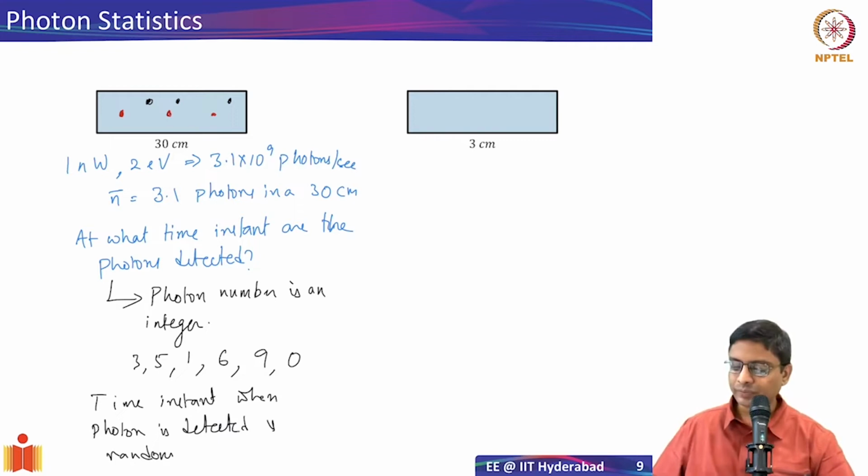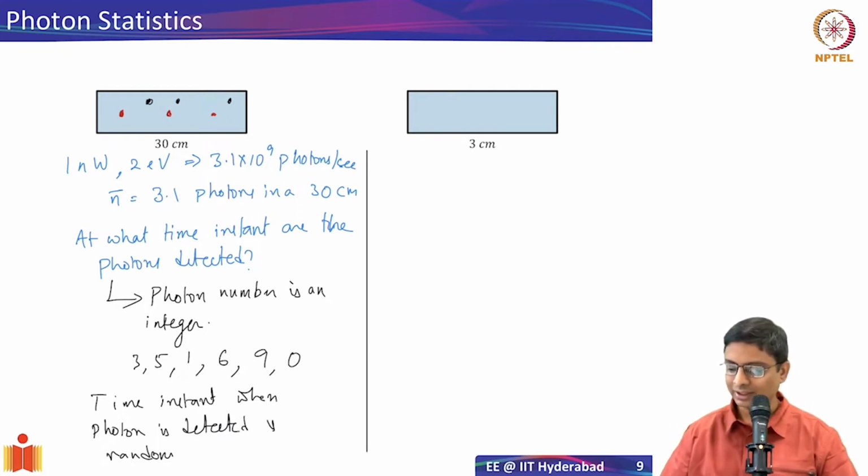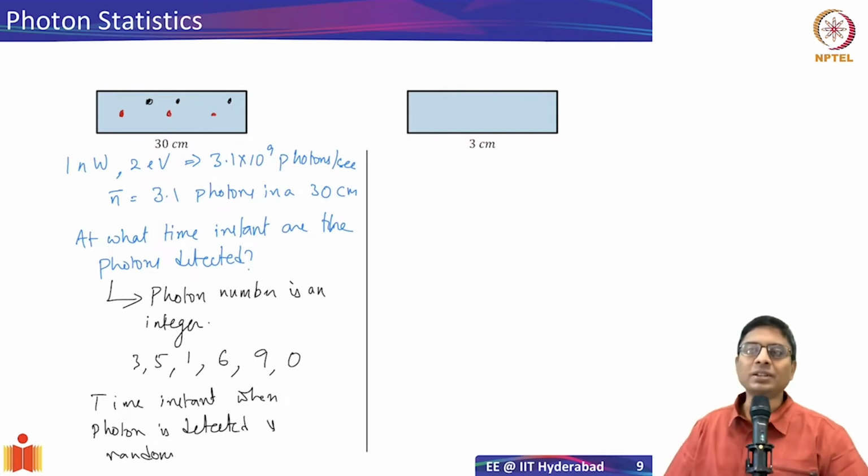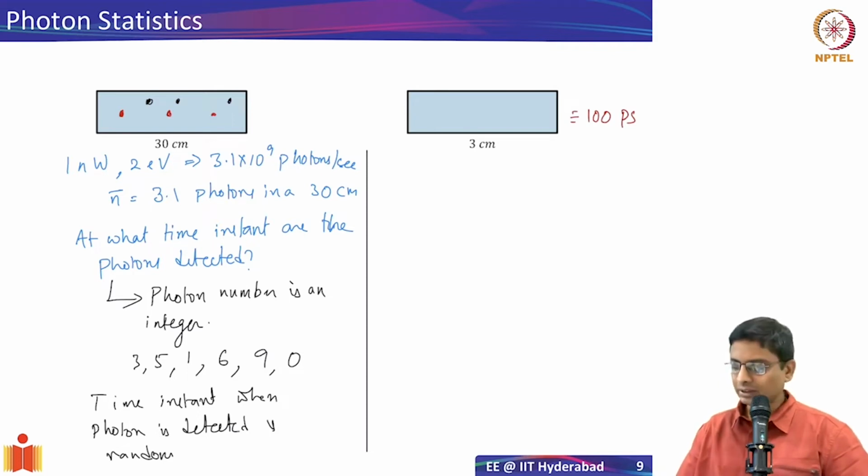I can make it even more obvious by considering a shorter segment of a beam. Instead of 30 centimeters, now consider only 3 centimeters. How many photons will be there in the 3 centimeter segment? Well, 30 centimeters corresponds to 1 nanosecond, so 3 centimeters will correspond to 100 picoseconds. And if your photon flux is 3.1 into 10 power 9, a 3 centimeter segment will have an average number of photons of 0.31.